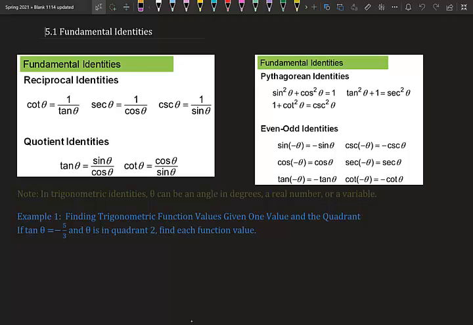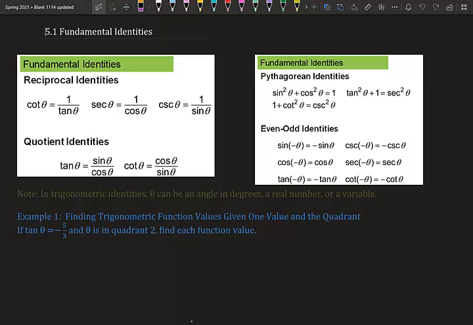Then we have our Pythagorean identities. So we have sine squared theta plus cosine squared theta equals 1. That's the Pythagorean theorem for the unit circle. We have tangent squared theta plus 1 equals secant squared theta. 1 plus cotangent squared theta equals cosecant squared theta. And then the even odd functions.